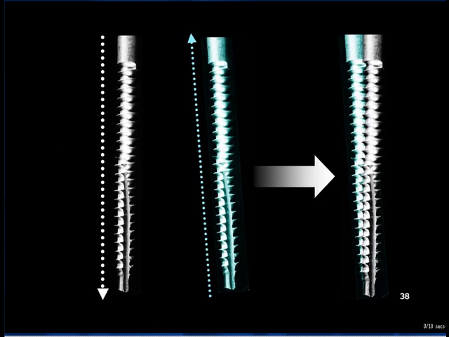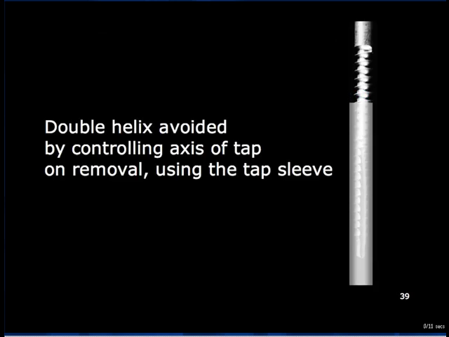The tap can cut a thread as it is withdrawn as well as when inserted. Therefore, if the tap is slightly angled as it is withdrawn, it will cut a second female helix and damage the thread that it cut on insertion. This can compromise the screw hold. Such a double helix is avoided by controlling the axis of the tap carefully, using the tap sleeve as the tap is gently unscrewed from the pilot hole.